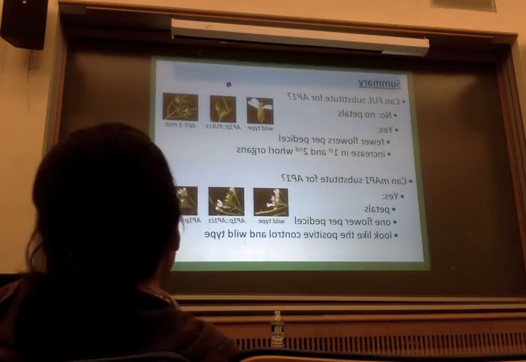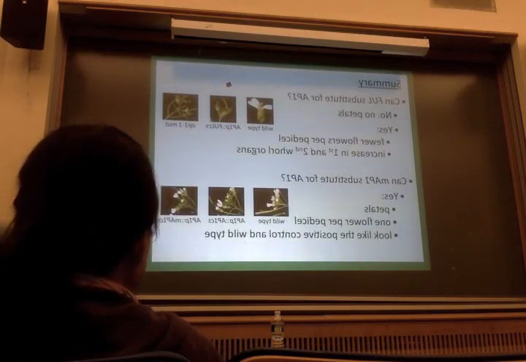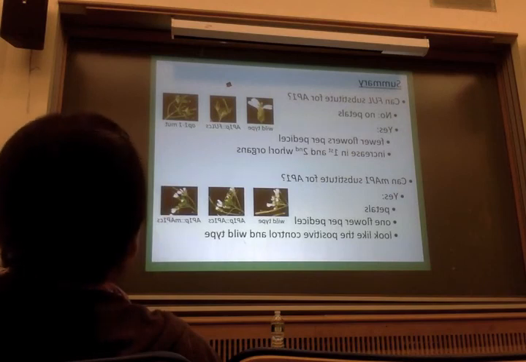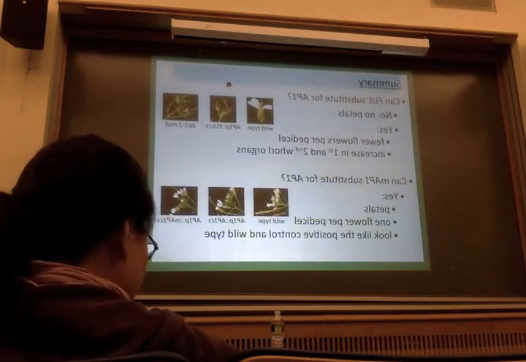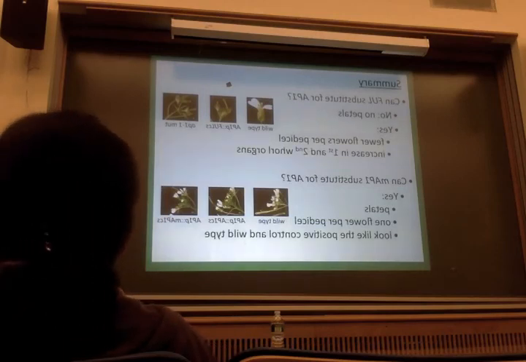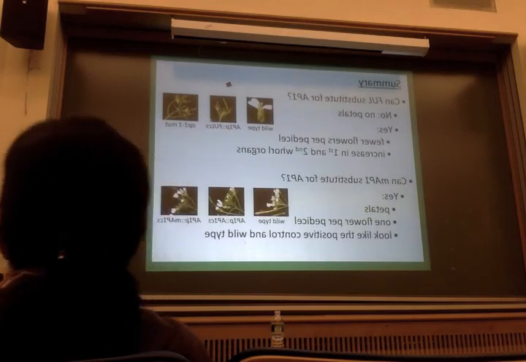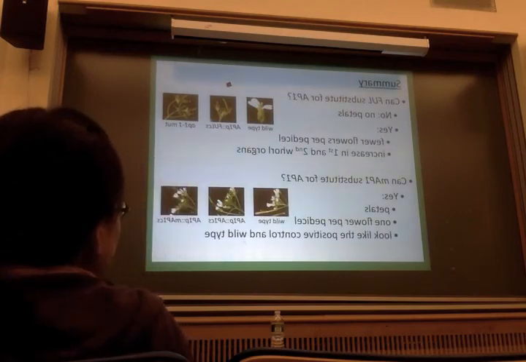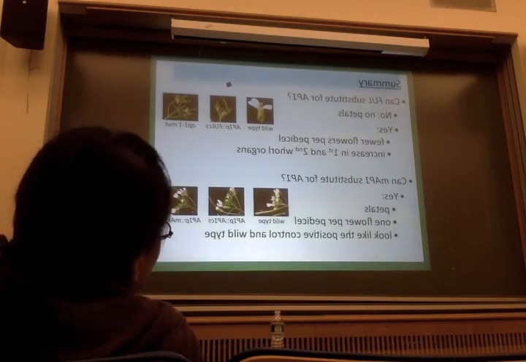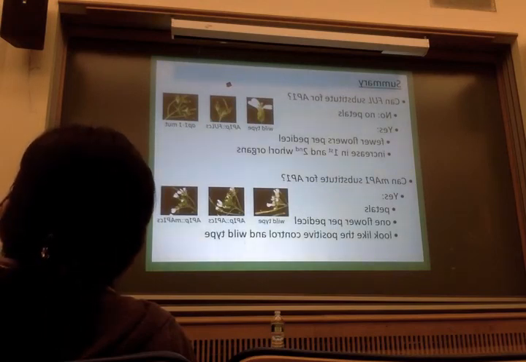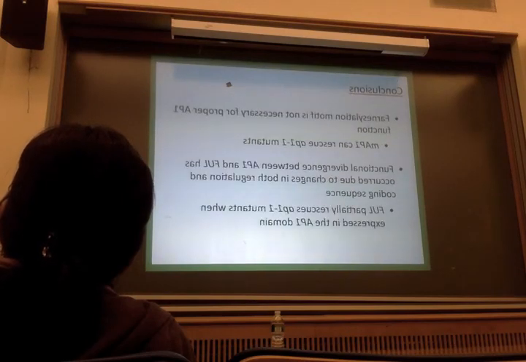So just to summarize, what are our questions again? So can full substitute for AP1 function? Well, yes and no. So no, because we don't see any petals in our AP1 full lines like we do in wild type. But yes, because we see fewer flowers per pedicel, and because there seems to be an increase in the number of the first and second whorl organs that we see in our AP1 full lines in comparison to our AP1 mutants. Then our second question, can the mutant AP1 protein substitute for AP1 function? And the answer is yes, it definitely can. It has petals, it has 1 flower per pedicel, and it looks very much like our positive control and like wild type.